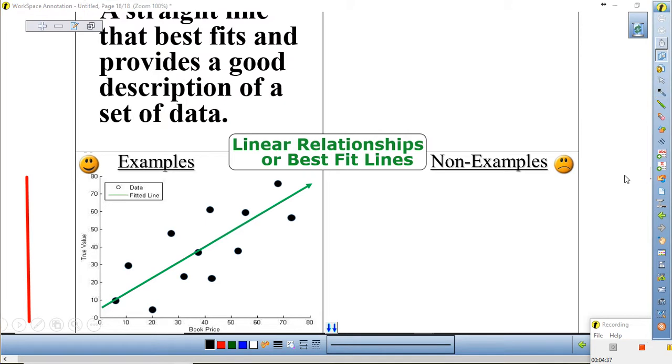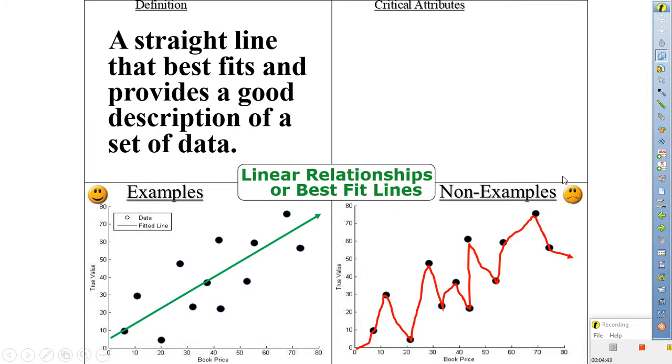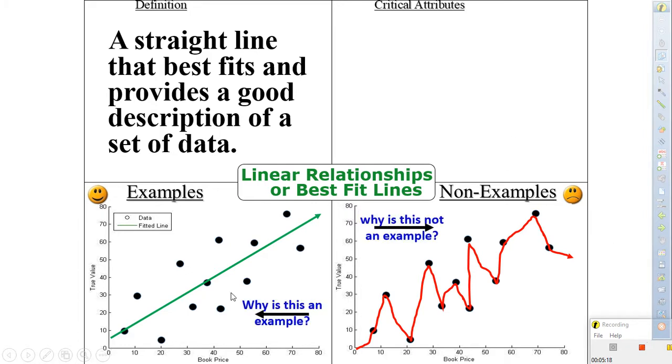So let me show you a non-example. Let's see if you can tell why that's not a best fit line. Obviously, right? So copy that. Yeah, it's not a straight line. So it's obvious as to why it's not a best fit line. Did it evenly divide the points above and below the line? No. So it's way off. Copy that.